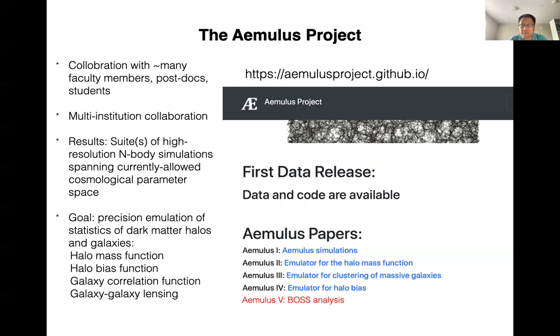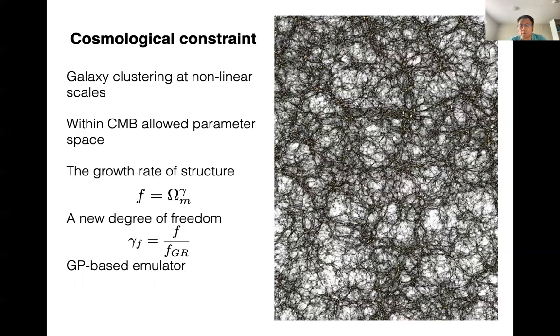And in order to understand the dependence of these statistics on parameters, our main approach is to develop and construct precision emulators. So far we have constructed emulators for the halo mass function, halo bias function, and galaxy correlation function. And my talk today will be on the BOSS clustering analysis using the clustering emulator. For this clustering analysis, we focus on the clustering measurement at both linear and non-linear scales. In particular, we have clustering measurements from 0.1 to 60 Mpc/h, so it is deeply in the one-halo term.